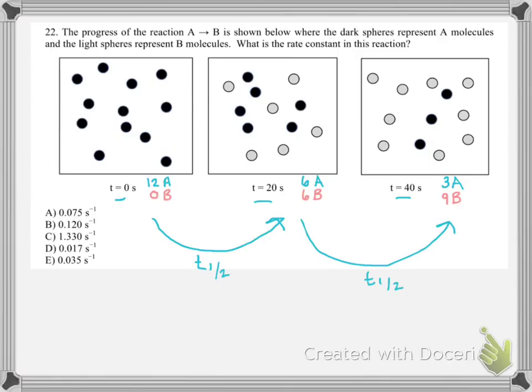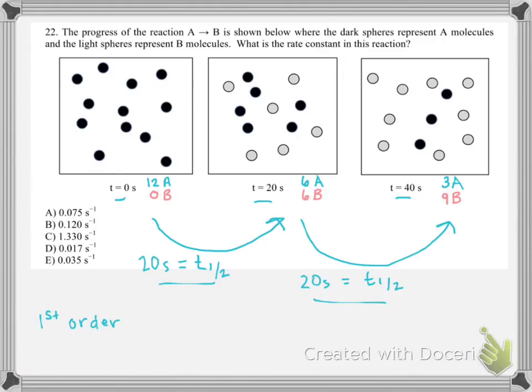So if we look here, the time interval is 20 seconds for that t1/2, and it's 20 seconds for this t1/2 also, because we're going from 20 seconds to 40 seconds. And so when you have a constant t1/2 like we do here, this is going to be first order. If the half-life had gone from like 20 seconds to 40 seconds, then we would know it's second order.